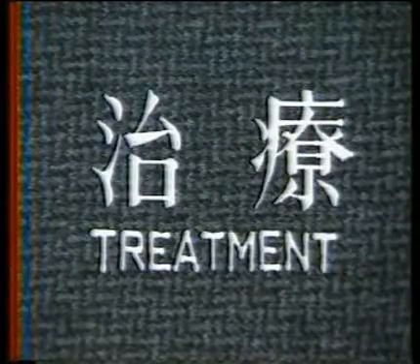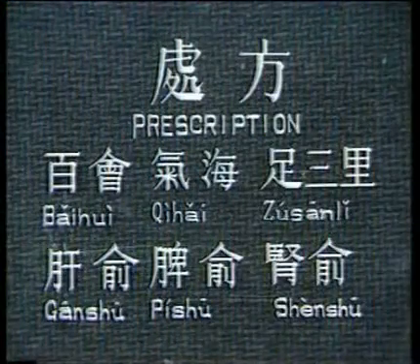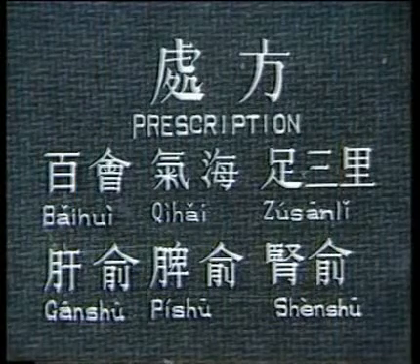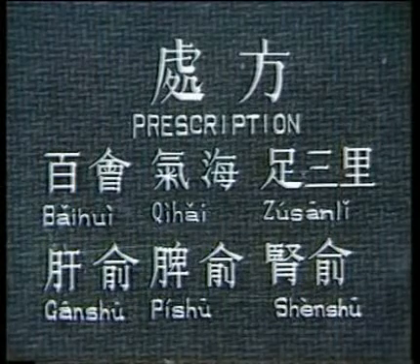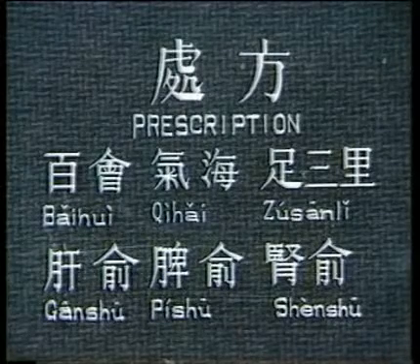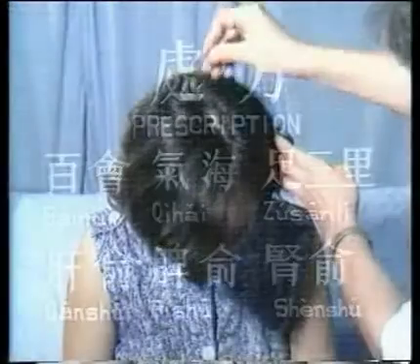For treatment, points Bai Hui, Du 20, Qi Hai, Ren 6, Zu San Li, stomach 36, Gan Shu, bladder 18, Pi Shu, bladder 20, and Shen Shu, bladder 23, are needled with a twirling and reinforcing method accompanied by mild moxibustion to regulate and nourish qi and blood.